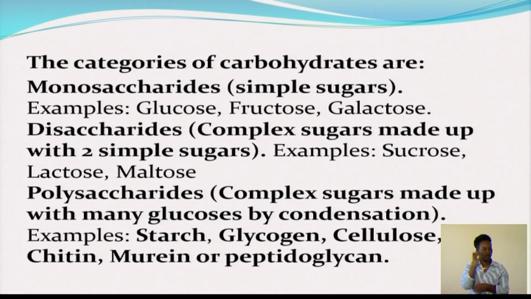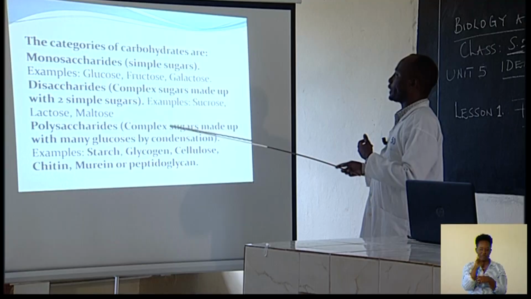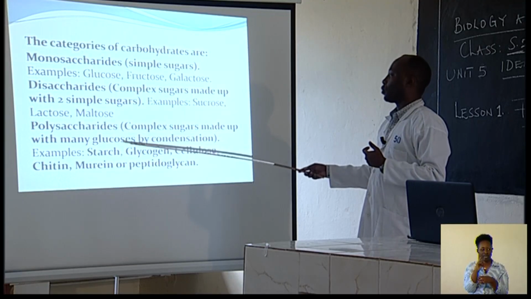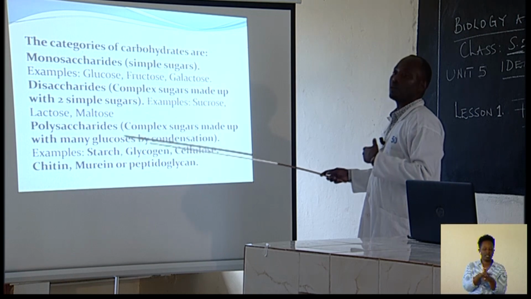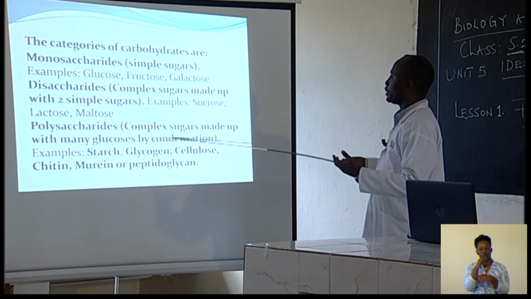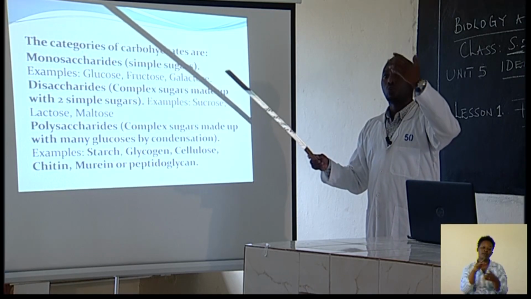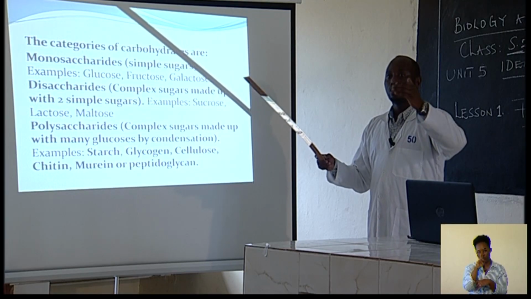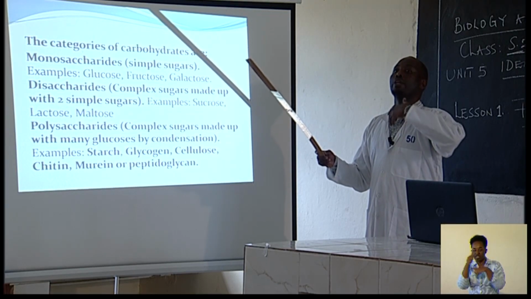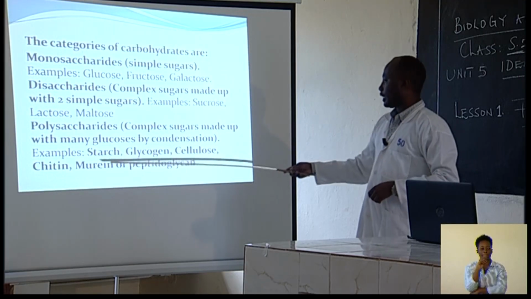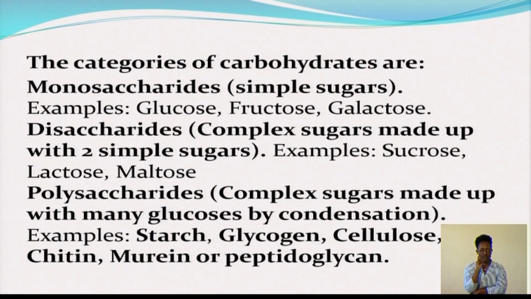We have polysaccharides, which are also complex sugars, and they are made of glucose by the process of condensation. So once you get one glucose plus another glucose plus another glucose, you get what you call a polysaccharide. Examples are starch, glycogen, cellulose, chitin, myelin, and also peptidoglycan. These are examples of polysaccharides.